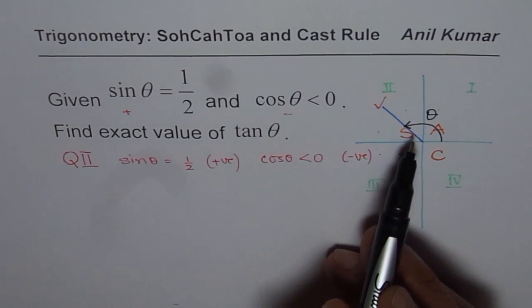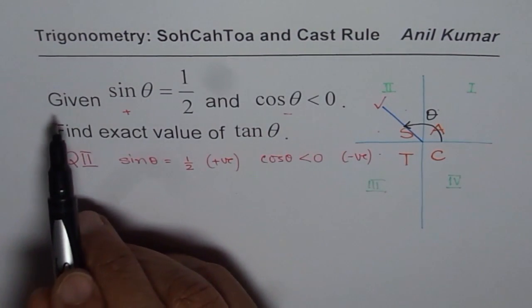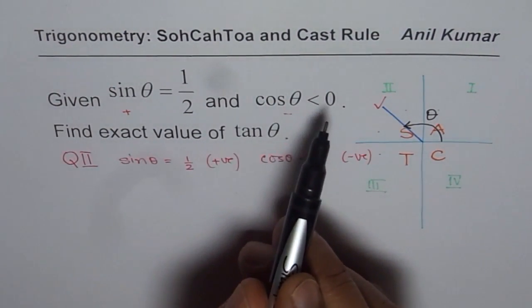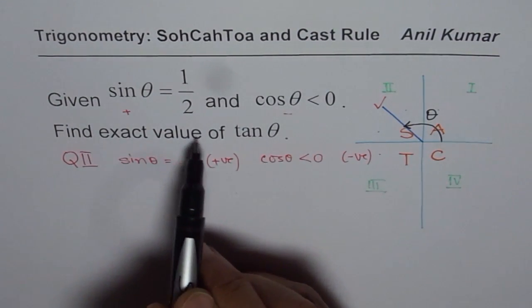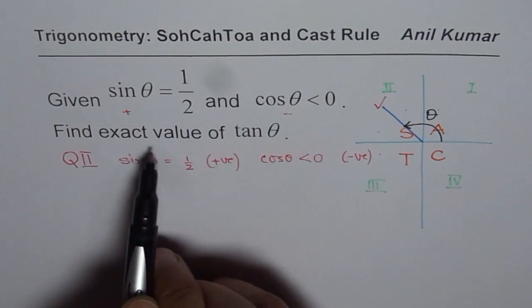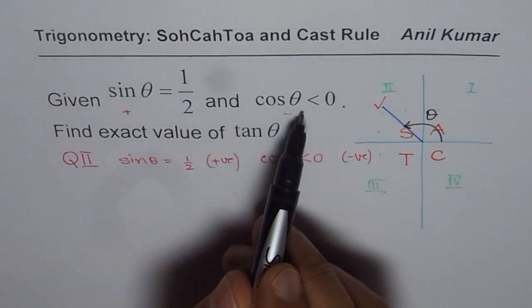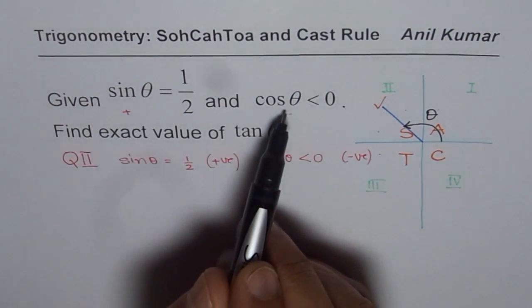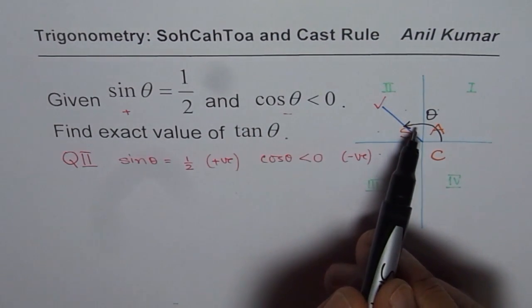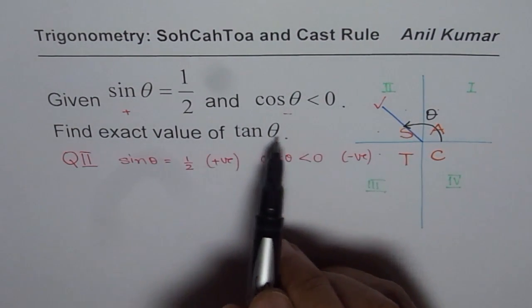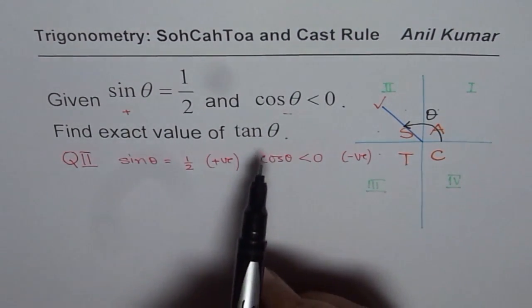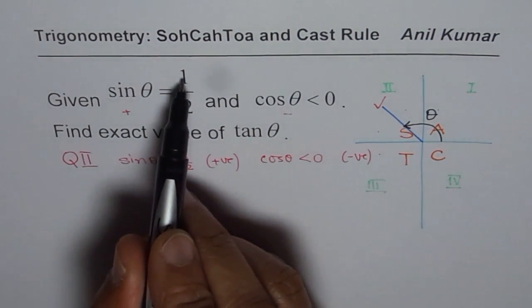Now let's read the question once again. It says, given sine theta equals half and cosine theta less than 0, find the exact value of tan theta. So from the first condition, we know that theta lies in quadrant 2. Now in quadrant 2, we expect tan theta to be negative, so we are expecting a negative answer. Now, we are given sine theta as half.